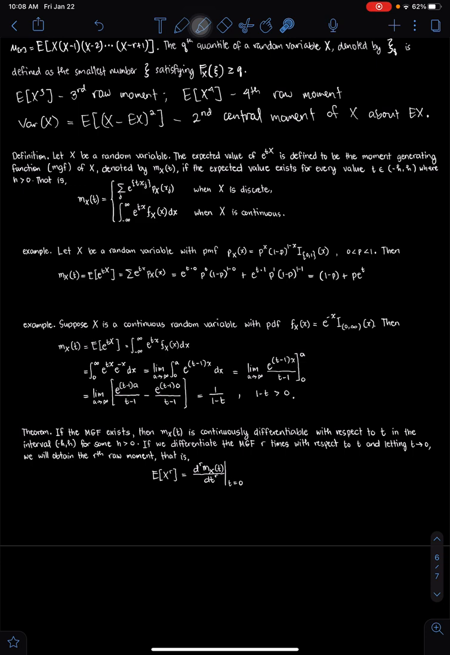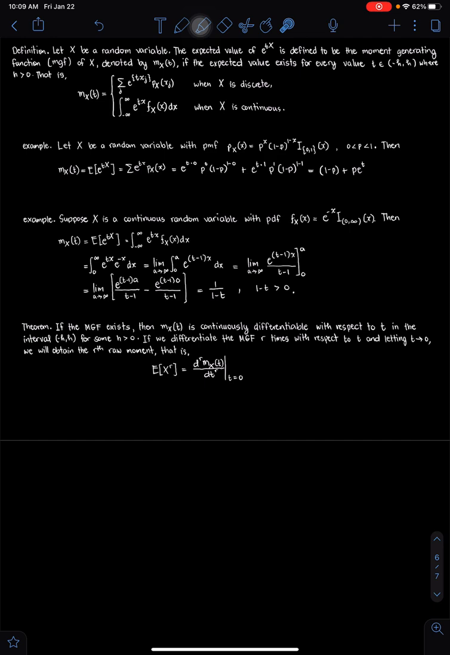And if we differentiate the moment generating function r times with respect to the variable t, and we let t approach 0, we will obtain the rth raw moment of the random variable x. In other words, the expected value of x to the r, or the rth raw moment of x, is just the rth derivative with respect to t of M_X(t) evaluated at 0.